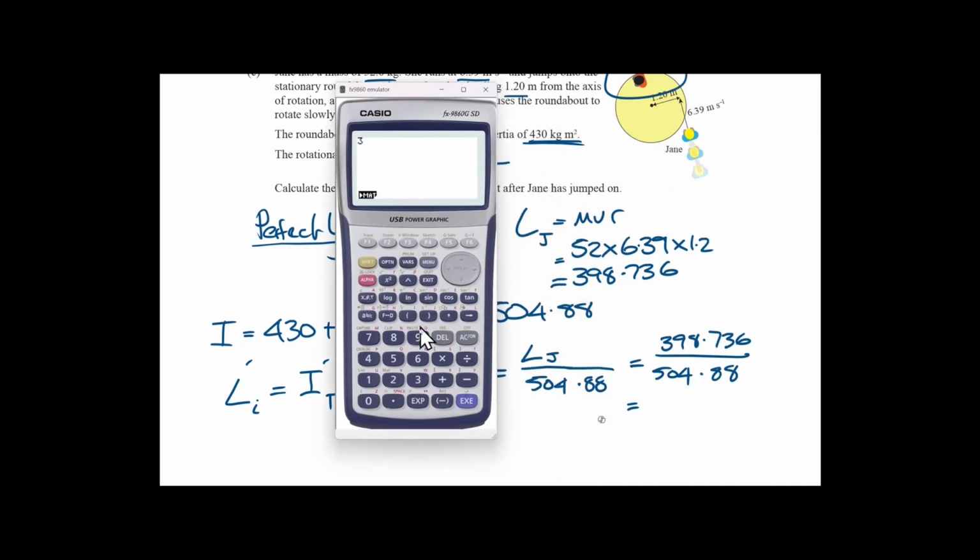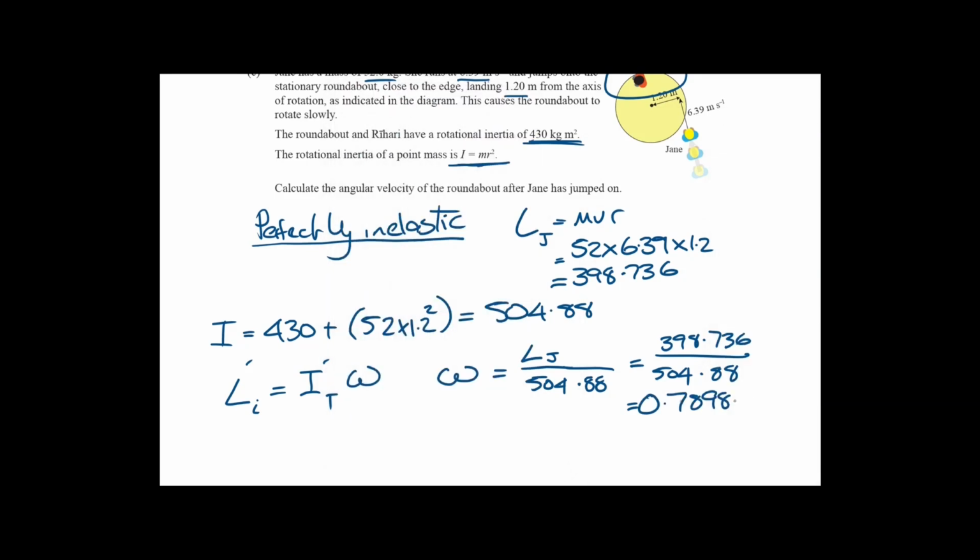The result that we get back will be in radians, divided by 504.88. So 0.7877898 radians per second. And that's our answer. So, yeah, knowing what these L's and I's actually mean, and the fact that once she joins, you can't use energy considerations because it's an inelastic collision, and that's the answer there.